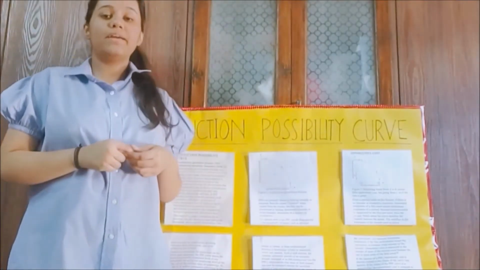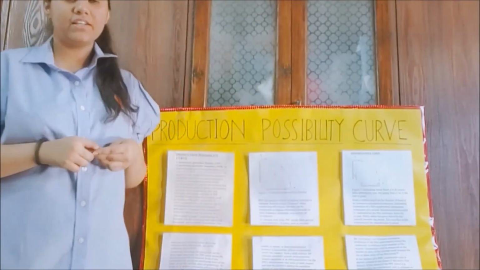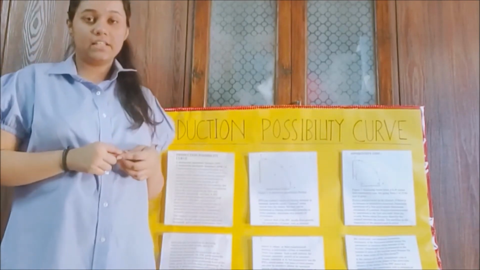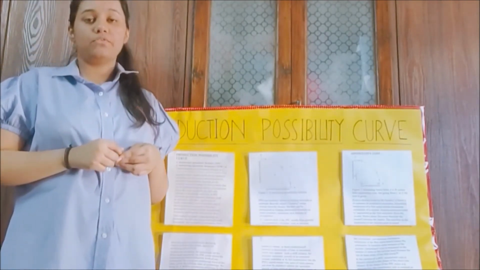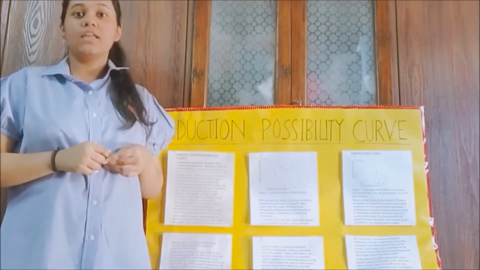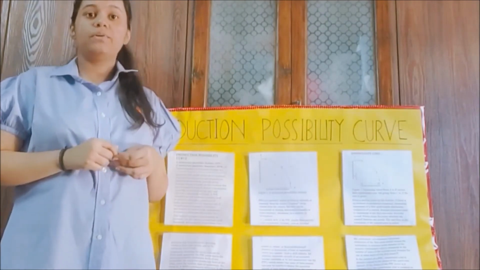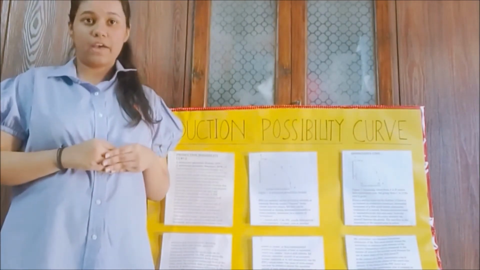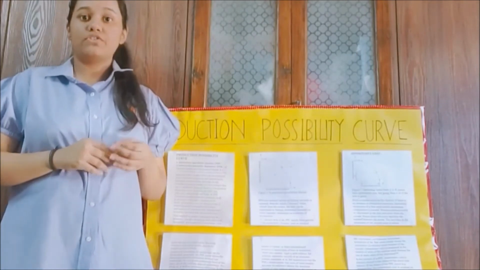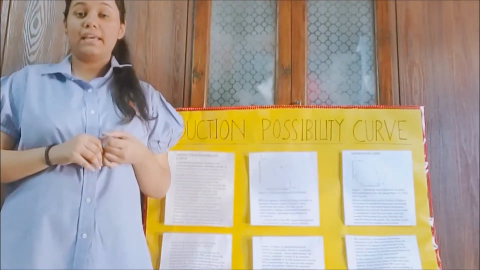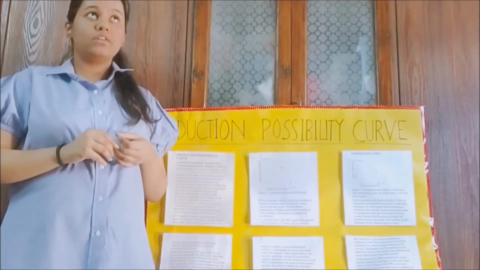Good morning, and my topic is production possibility curve. A production possibility curve measures the maximum output of two goods using a fixed amount of input. The input is any combination of the four factors of production: natural resources including land, labor, capital goods and entrepreneurship.